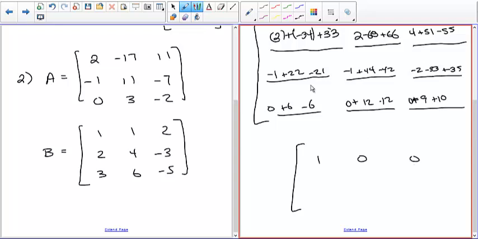This goes to 0. This goes to 0. This goes to 1. This goes to 0. This goes to 0. This goes to 0. This goes to 1. So what we end up with is the identity matrix, meaning 1's along the diagonal, 0's everywhere else. So that proves that these are inverses of each other.